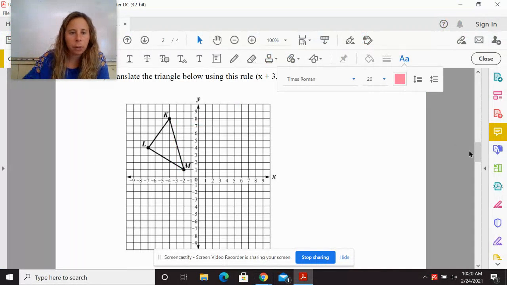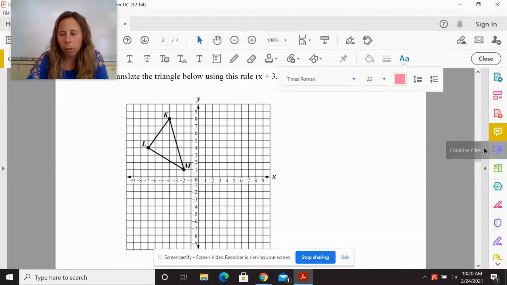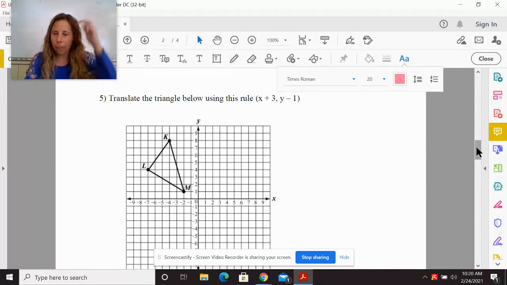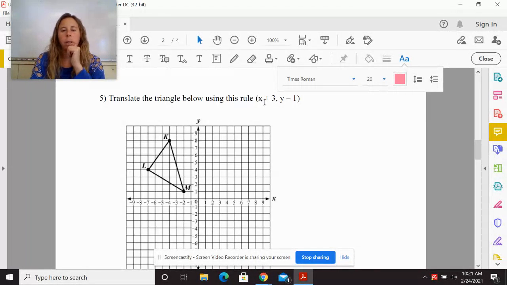Let's keep going. Translate the triangle below using the rule x plus 3, y minus 1. Another way to think about this is this rule means that I'm going to move my whole triangle to the right 3 and down 1. Moving it to the right 3 because it's a positive 3. If it was a negative 3, we'd be going left. Negative 1 means we're going down. If it was a positive 1, we'd be going up.